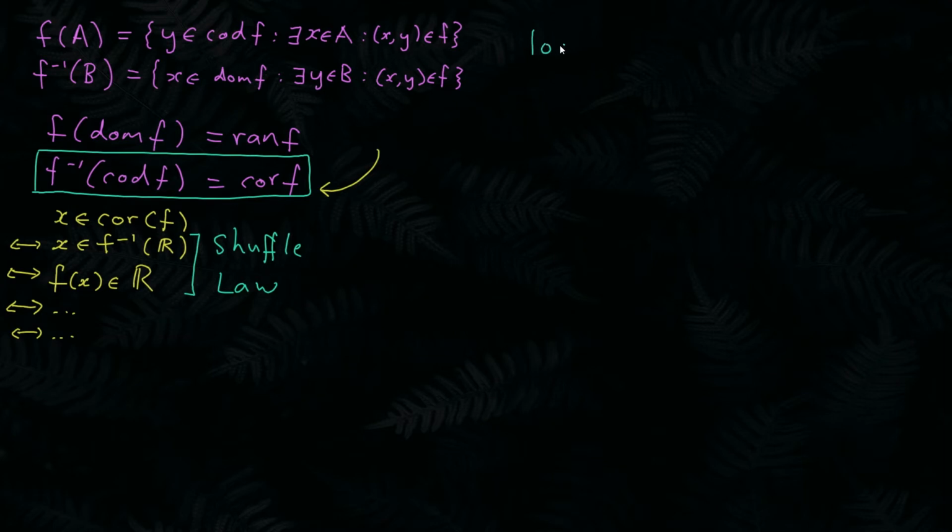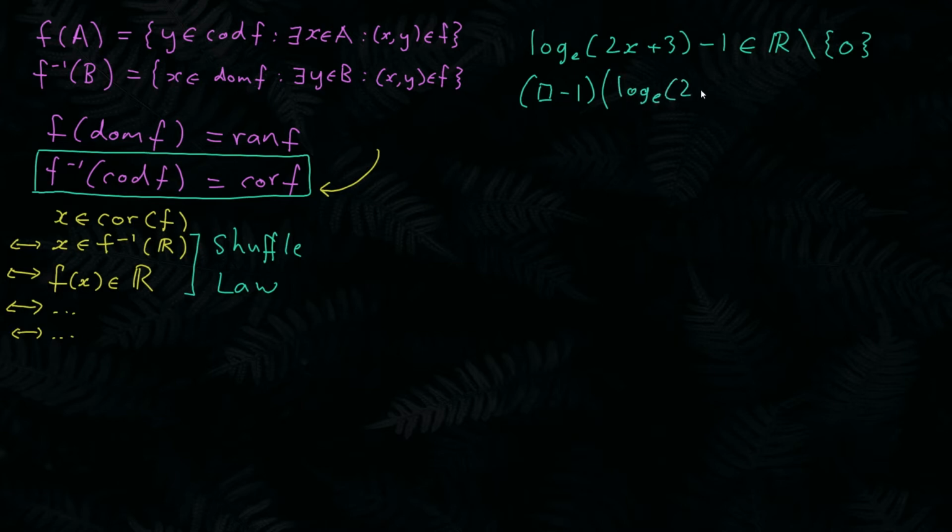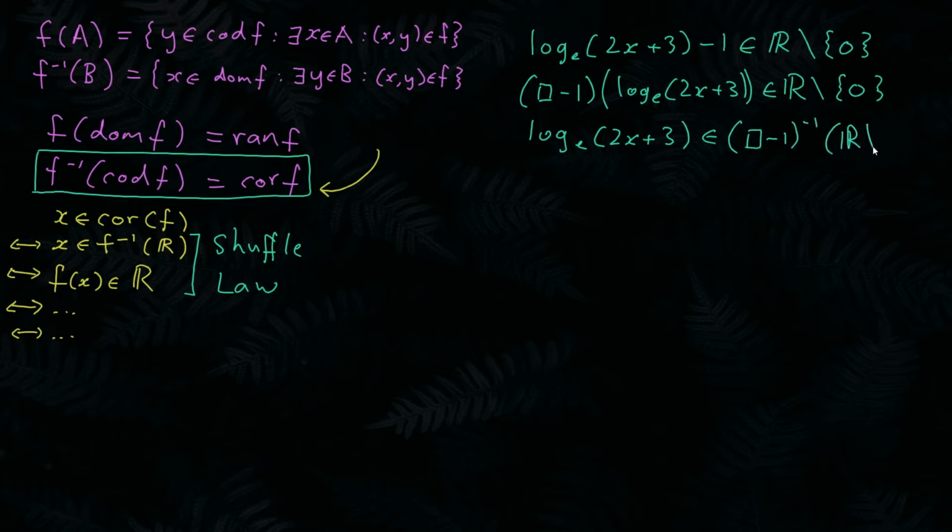For example, remember this line? So we were trying to solve log to the base e of 2x plus 3 minus 1 is an element of R delete 0. So really we should think of this as the subtracting 1 function, so I'll just write box minus 1 for that, applied to log to the base e of 2x plus 3. And so the left-hand side here is the image of this stuff under the subtraction by 1 function. And so using the shuffle law, we can move the box minus 1 to the other side, keeping in mind that images on the left become preimages on the right. And it's probably not going to be too shocking if I say that the preimage under box minus 1 of a set is the same thing as the image under box plus 1. And so that's how we get R delete 1 on the right-hand side.